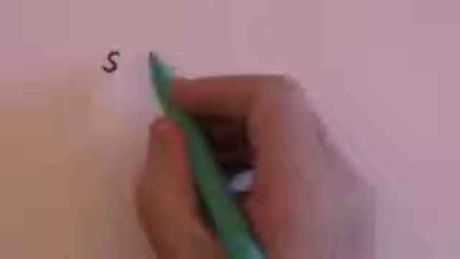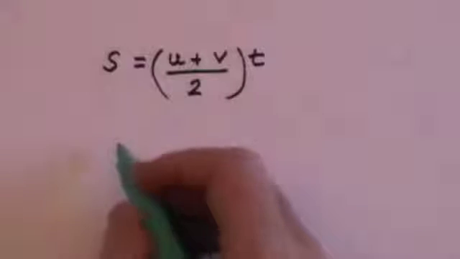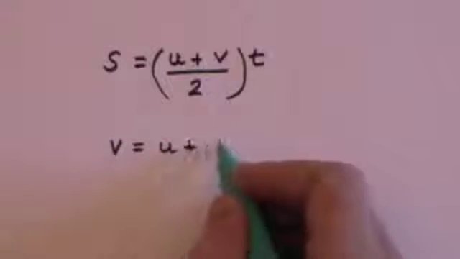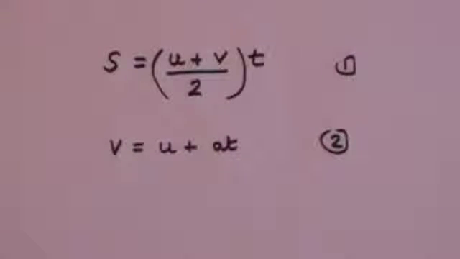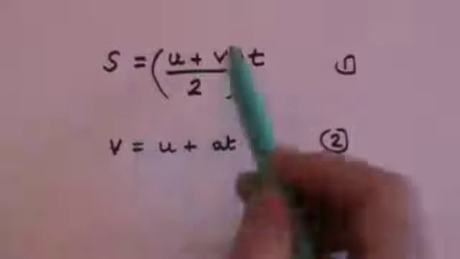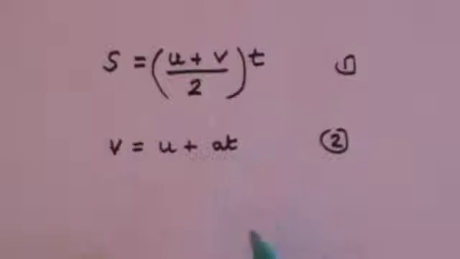To do that, I'm going to first remind you of the first of the suvat equations. Distance is equal to initial velocity plus final velocity over 2, all times the time. And I'm also going to remind you of the second suvat equation, v equals u plus at. That was the first, and that's the second, and we've derived both of them earlier in this video. So now let me insert v equals u plus at into this equation. Instead of v, I'm going to have u plus at.